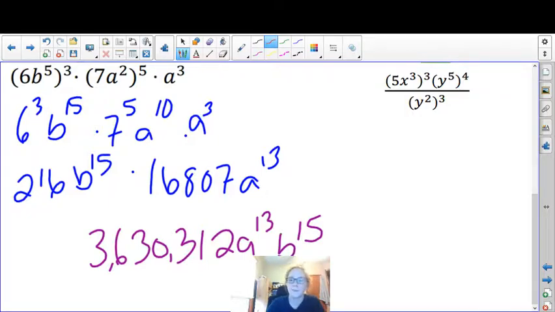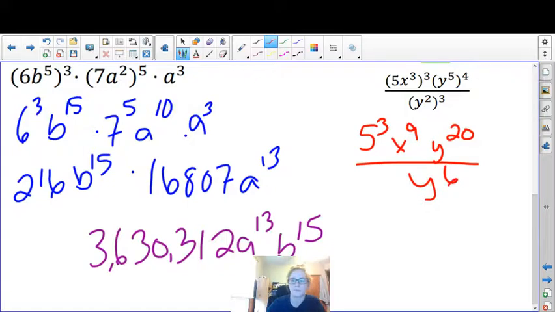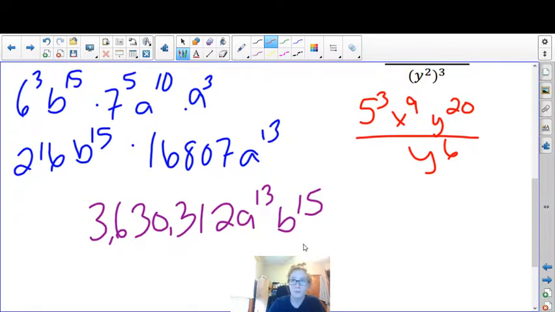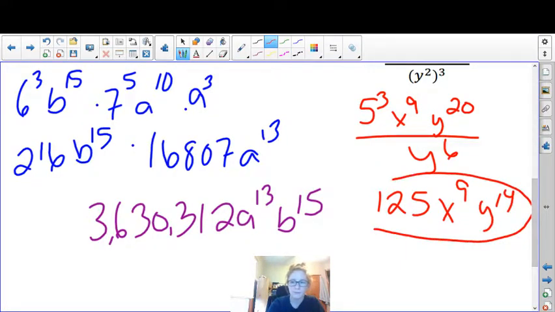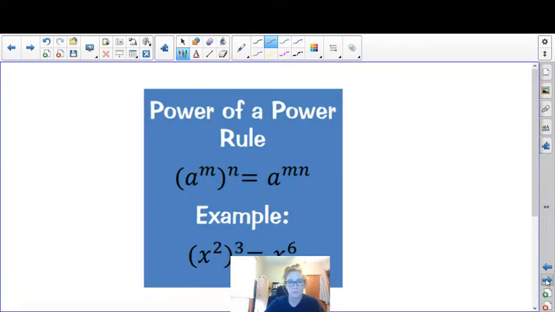Next one, 5 cubed, x to the 9th, y to the 20th over y to the 6th. 5 cubed is 125. X to the 9th. 20 minus 6 is 14. There's your power to a power rule.